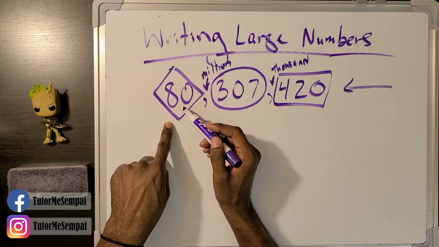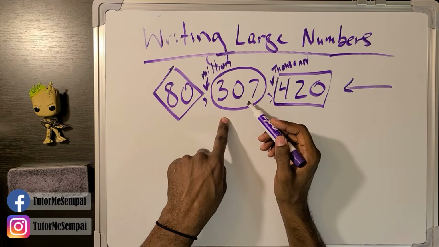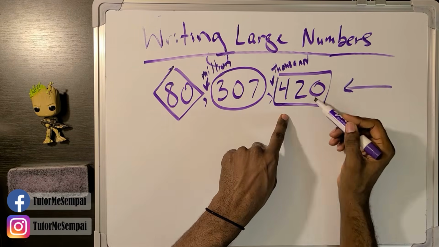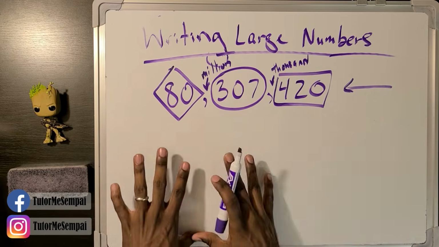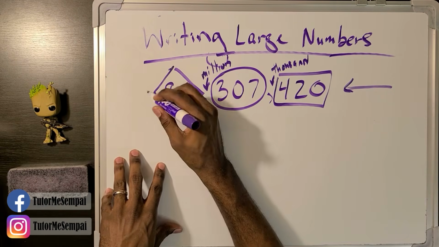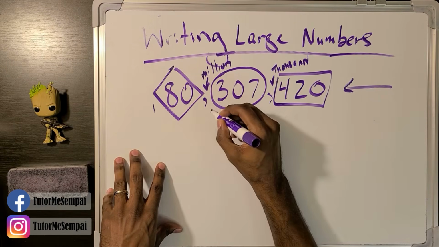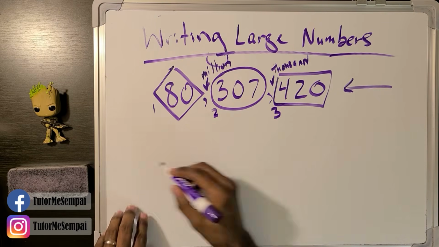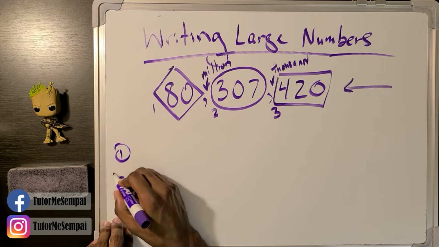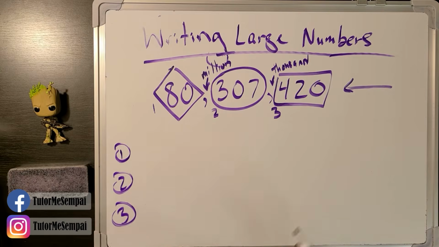Do you know how to write this number in words? Do you know how to write this number in words? And do you know how to write this number in words? Because of limited space here, I'm going to number this. This is number 1, this is number 2, and this is number 3. Do you know how to write 1, 2, and 3 in words?